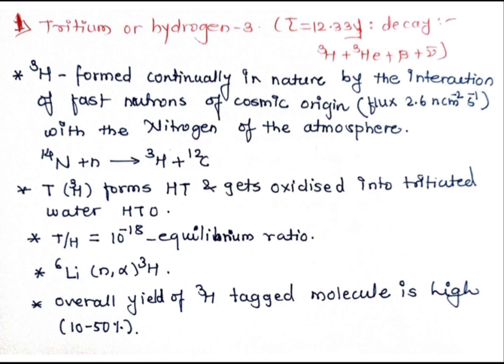And again the tritium is formed with another reaction. Here is a reaction: lithium 6, when it undergoes an n, alpha reaction, there is a formation of tritium, and the overall yield of the tritium tagged molecule is very high. It is around 10 to 50%.